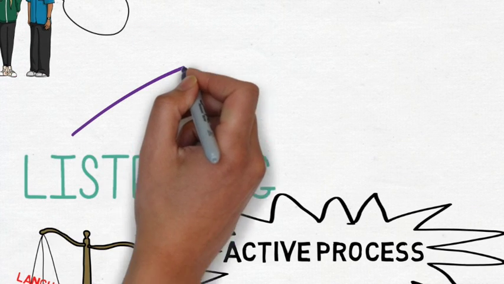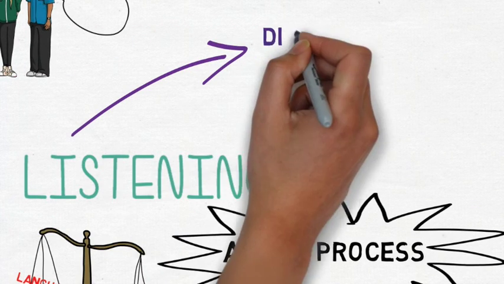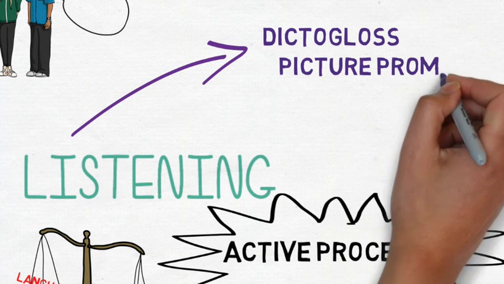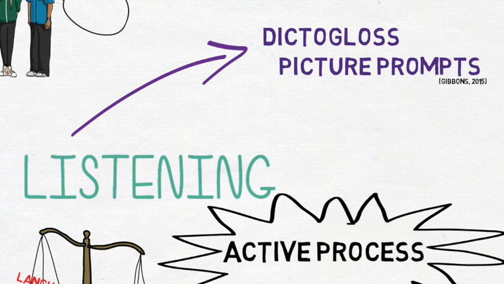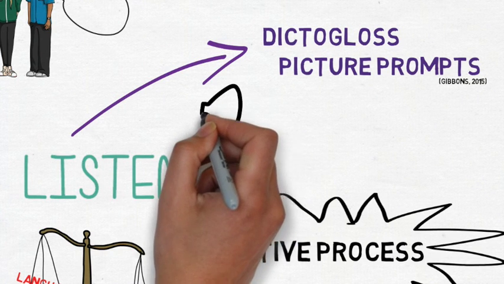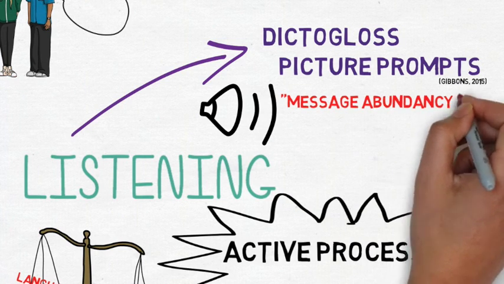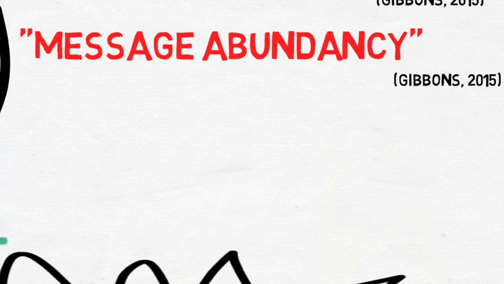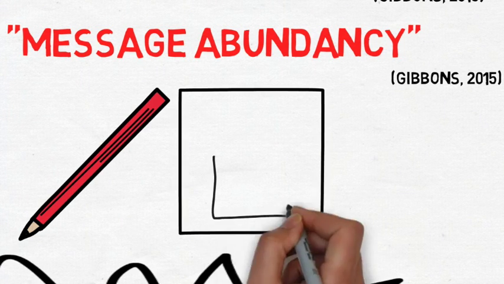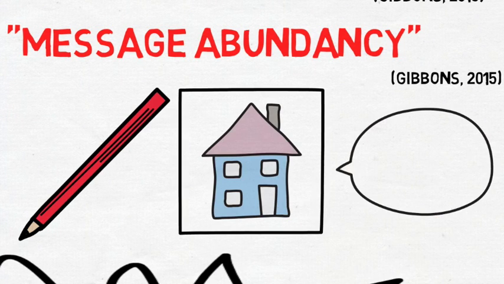This can be achieved through scaffolded activities such as a dictogloss or picture prompts, which requires students to reconstruct information they have listened to in a written or visual form. Additionally, we should amplify information in our classrooms by utilising message abundancy, providing the new words and concepts in a variety of modes to increase our learners' comprehension.